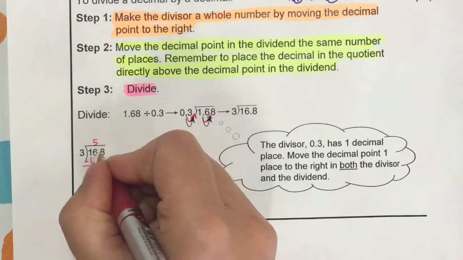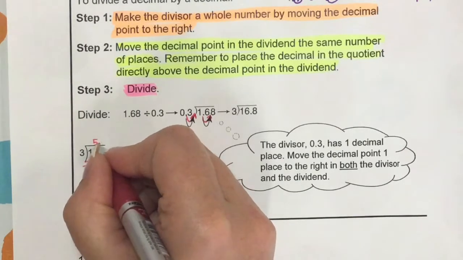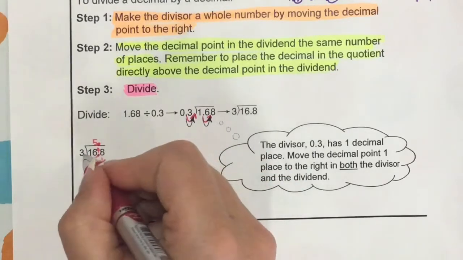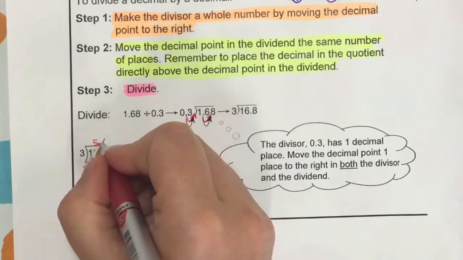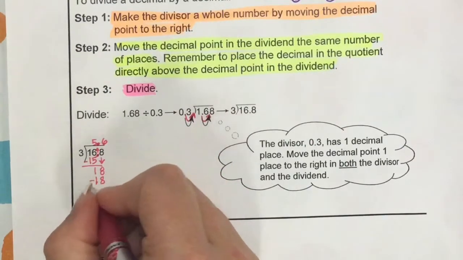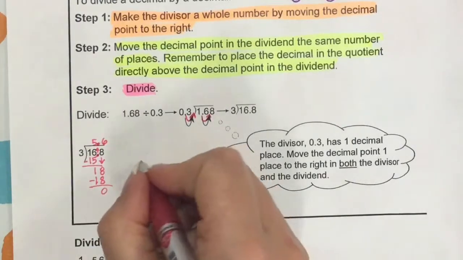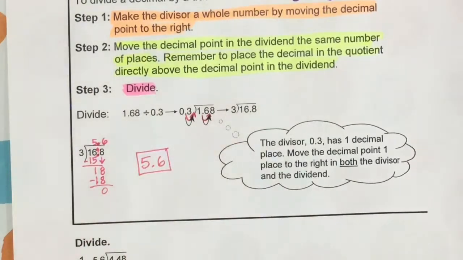And remember, wherever this decimal is, you put it right up in the quotient, or in the answer. So it's going to go right there. And then 3, does it go into 18? Yes, it does. How many times? 6 times. 6 times 3 is 18. And there is no remainder. So the answer to this problem is 5.6. All right.